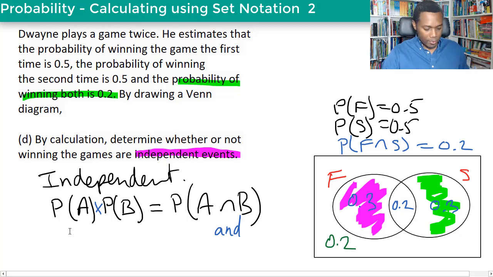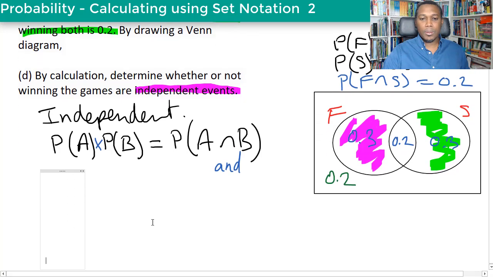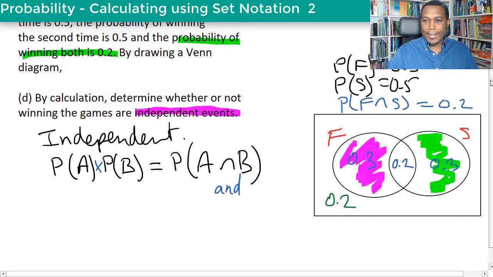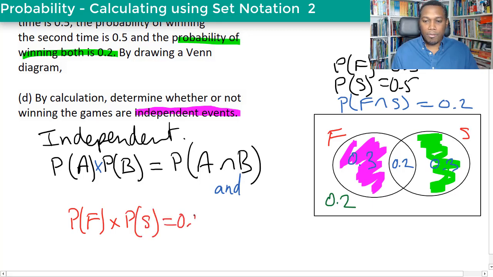So to answer the question, what will we do? We'll go in our context. Can you still see that? Yeah, maybe. Okay, we will go: probability of F times probability of S equals 0.5 times 0.5, which is 0.25. That's what it is.